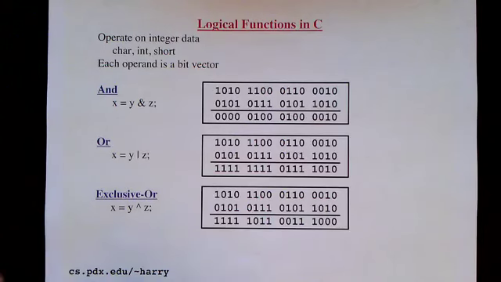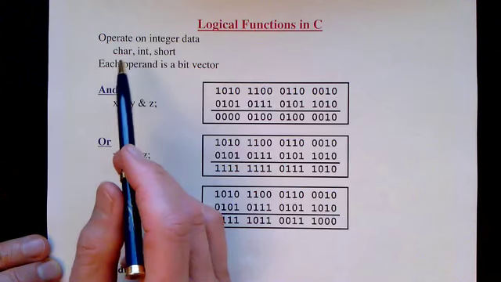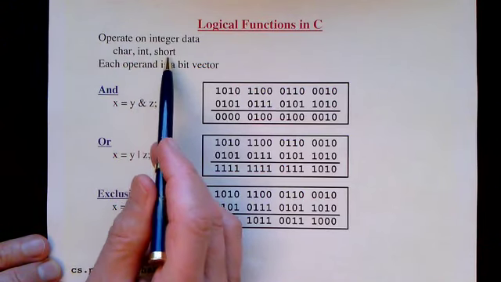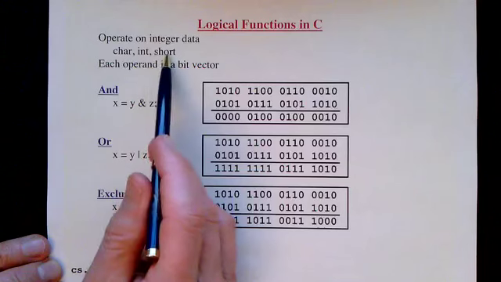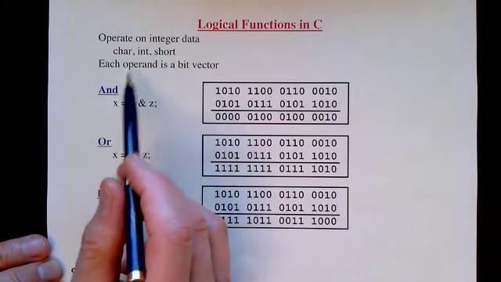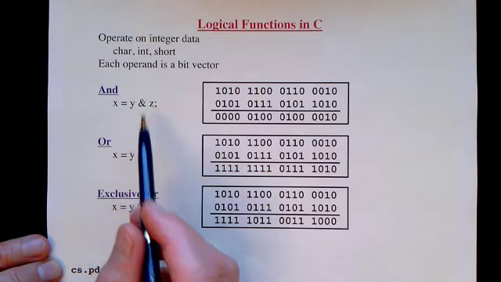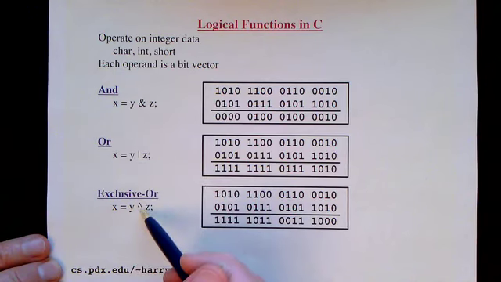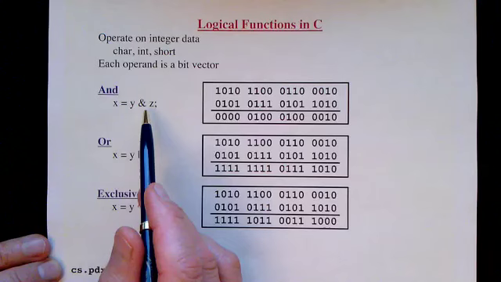Now let's take a look at the C programming language and see what this looks like in C. In C, we can have data that is char, or an int, or a short. Remember that char is 8 bits, int is 32 bits, and short is 16 bits. And we have operations. The ampersand is used for AND, the vertical bar for OR, and the caret symbol is used for exclusive OR. And so we might see statements like this in C.